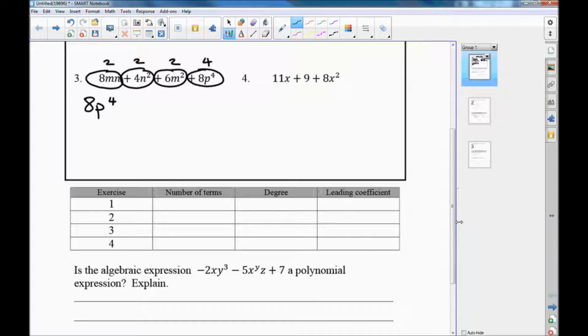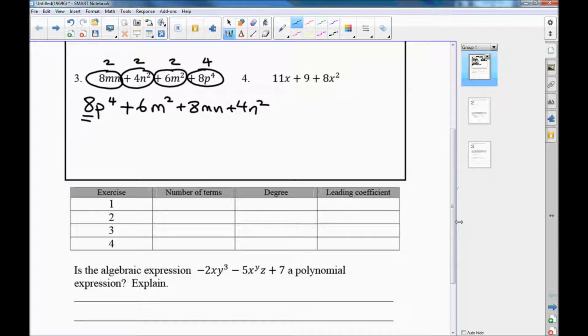So m comes before n in the alphabet. So 6mm, or 6m squared, would be first. And then we do mn, so 8mn. And lastly would be 4n squared. So this polynomial has 4 terms. Its degree is 4, and its leading coefficient is 8.